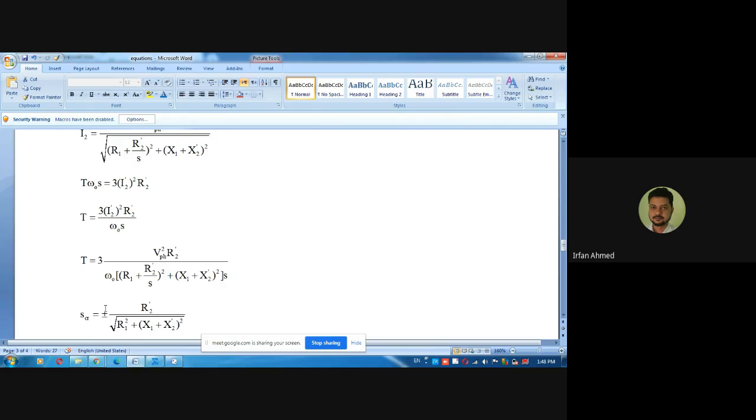So SCR is equal to plus minus R2 dash divided by under root of R1 squared plus (X1 plus X2 dash) whole square. Okay, is this clear?